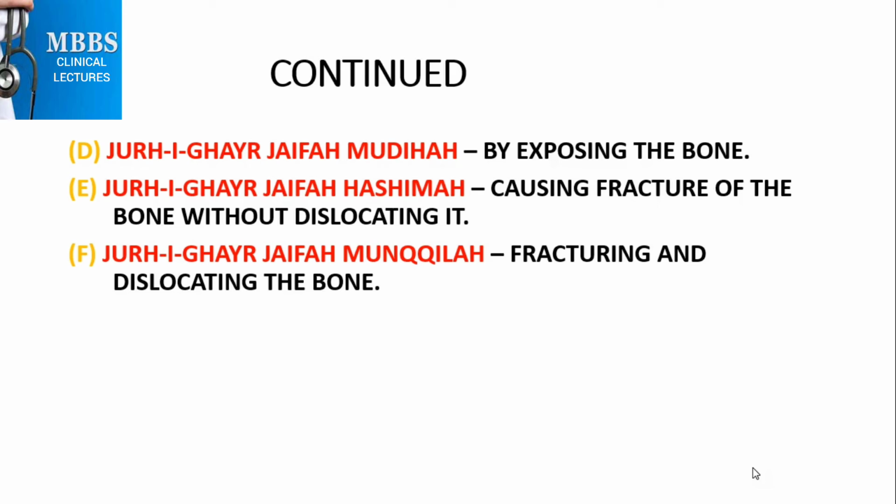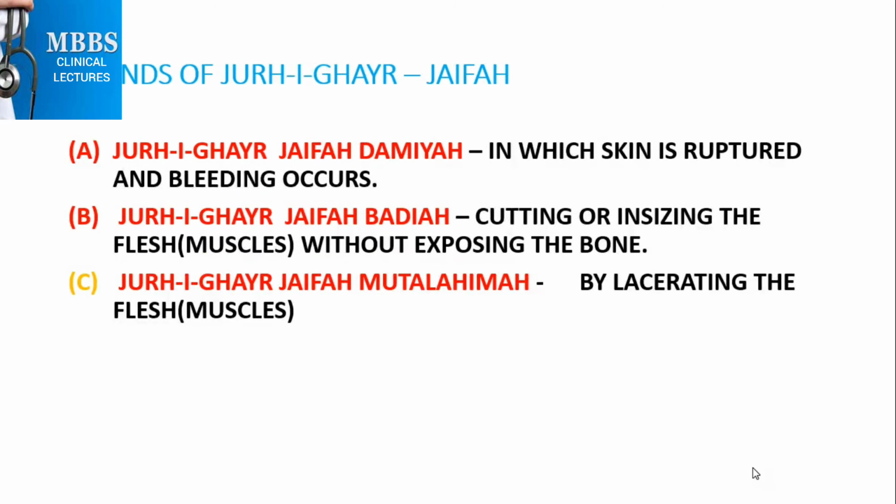Like there were the Mudiha, Hashmiya, Munakila and Shaja. So the same Mudiha, Hashmiya and Munakila are with almost the same definitions here in the Jara Ghair Jaifa also. Starting with number 1, Jara Ghair Jaifa Damiya. Again, it is a minor injury in which skin is ruptured and bleeding occurs. That is the Jara Ghair Jaifa Damiya.